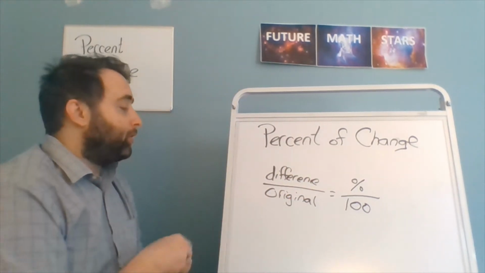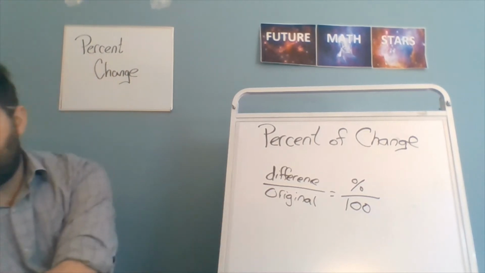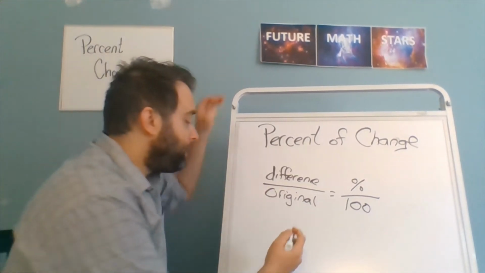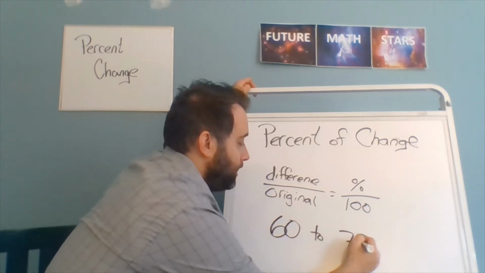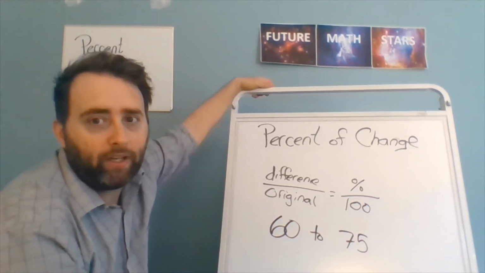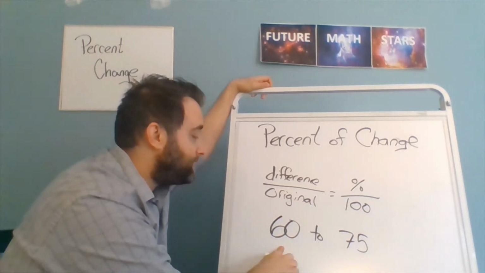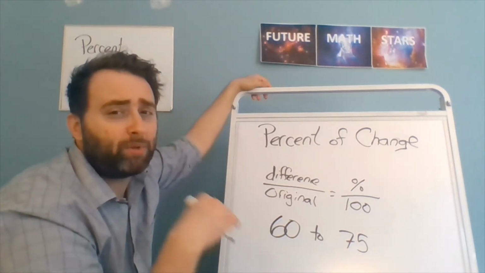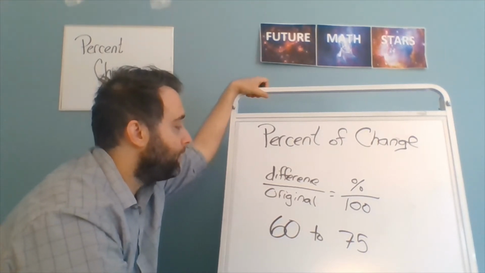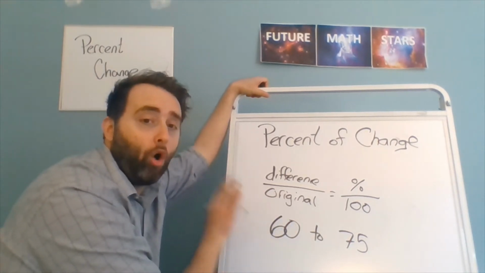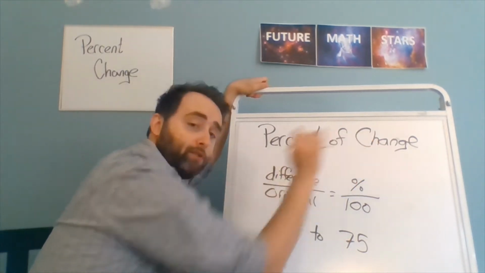So, for my first example, let's say I go from the number 60 to the number 75. So let's say from one year, last year I had 60 students, this year I have 75 students. What's the percent of change in that? Okay, so this is our formula we're going to be using all week. This is the formula you use for percent of change.